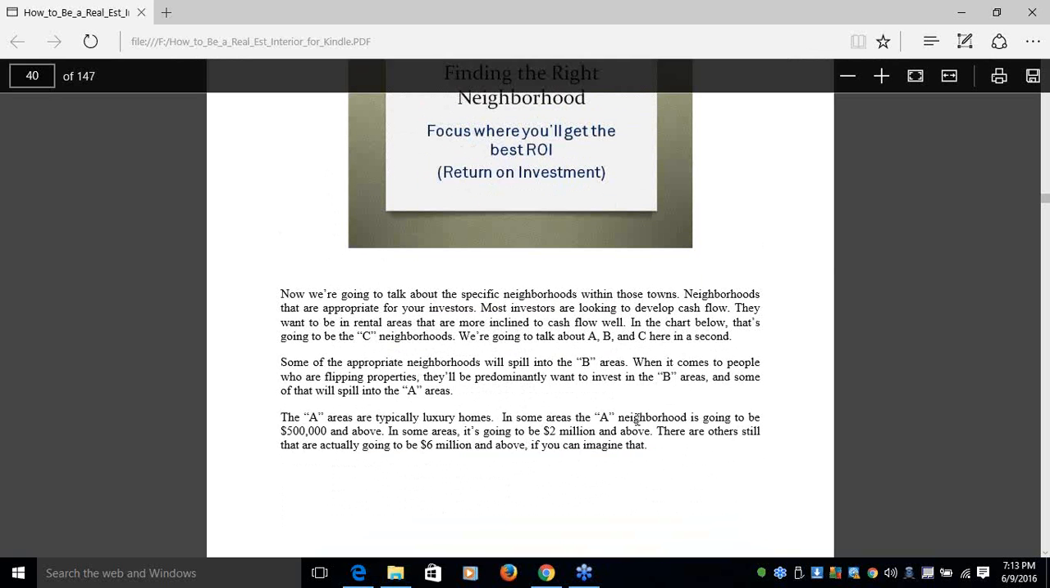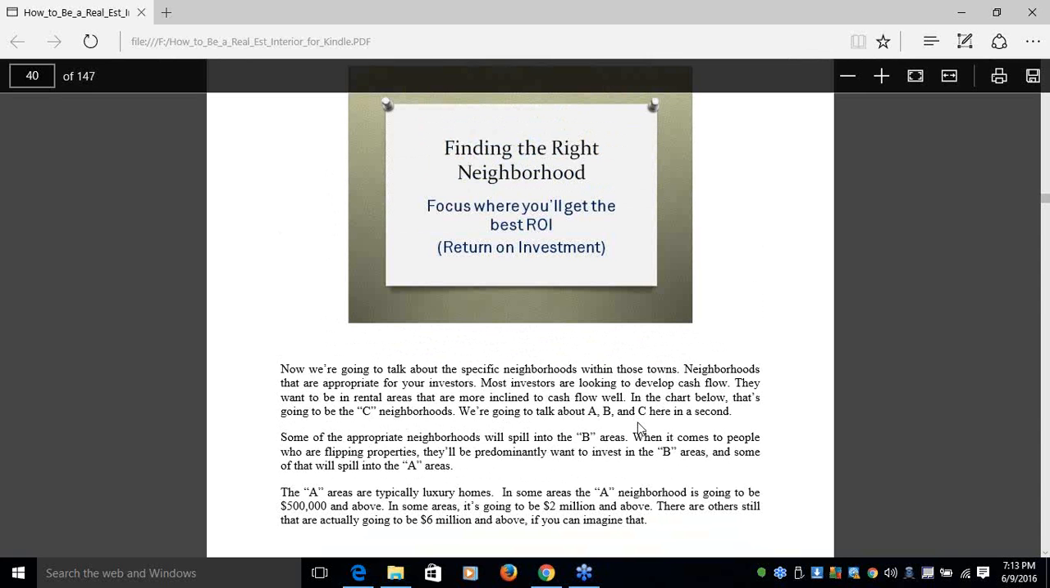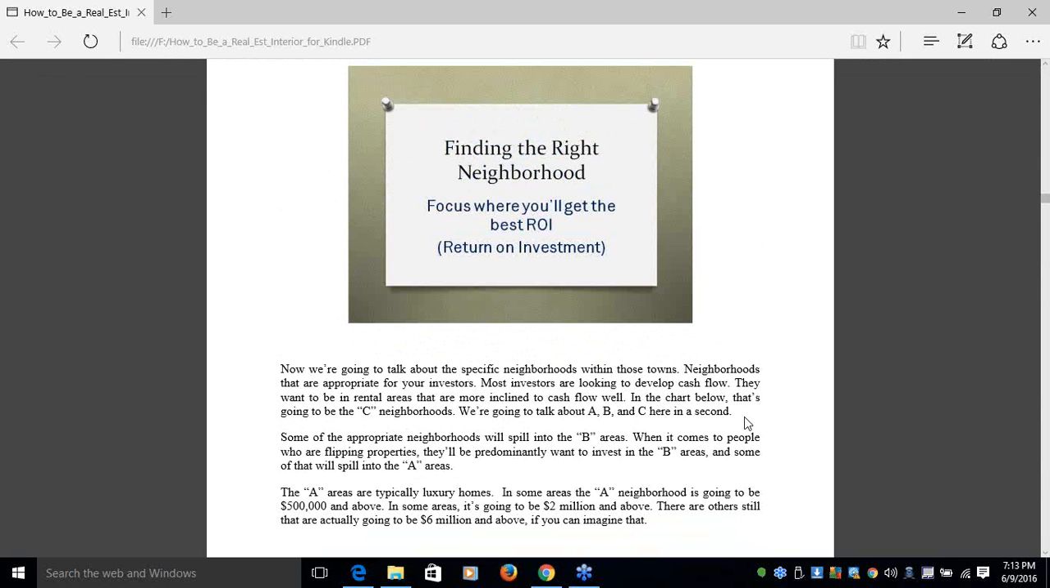Okay, so what we did is we compiled the information that we've learned over the years and we put it in this format here. And we came up with a grading system, A, B, and C neighborhoods.